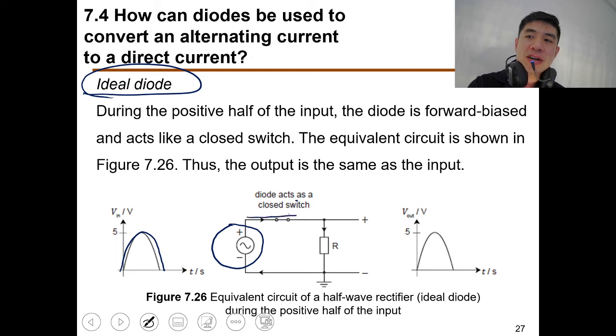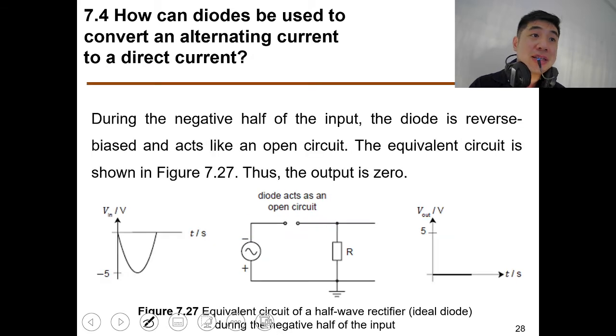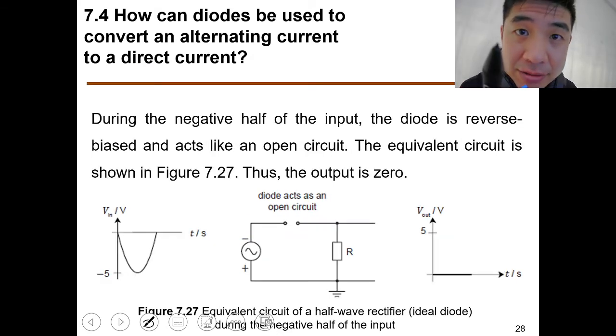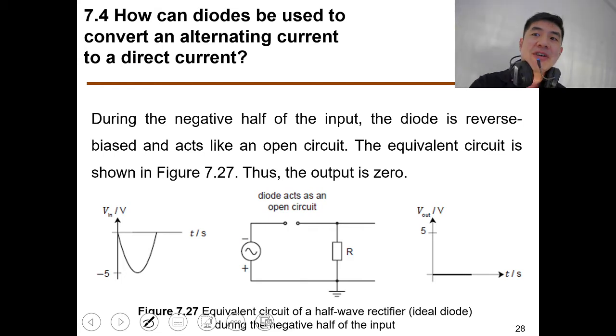Okay, so it goes here, current goes in here, output is like that. 5 volt output, as you can see from the graph here. Now we move on to the negative half of the cycle. In the negative half of the cycle, the current flows this way, right?